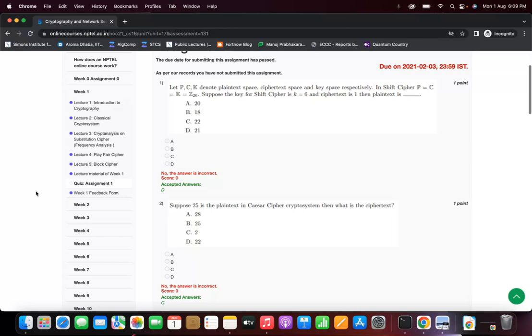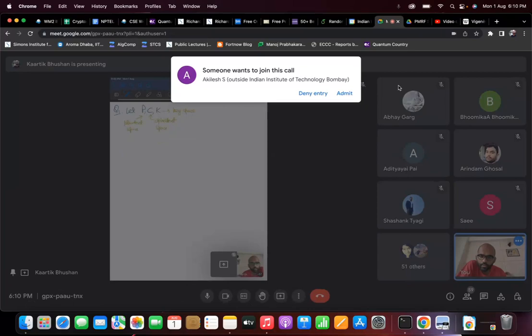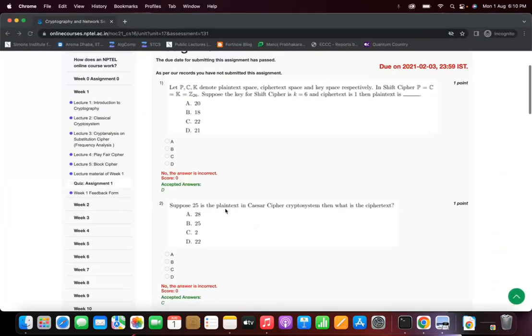Here's the first question. Let P, C, and K denote the plaintext space, the ciphertext space, and the key space, respectively. Now we are thinking of a shift cipher, right?